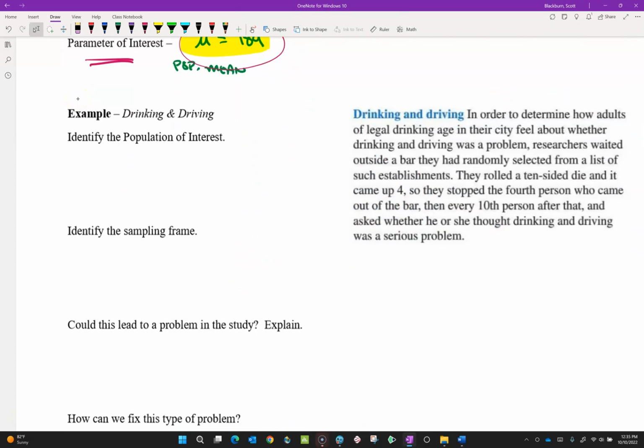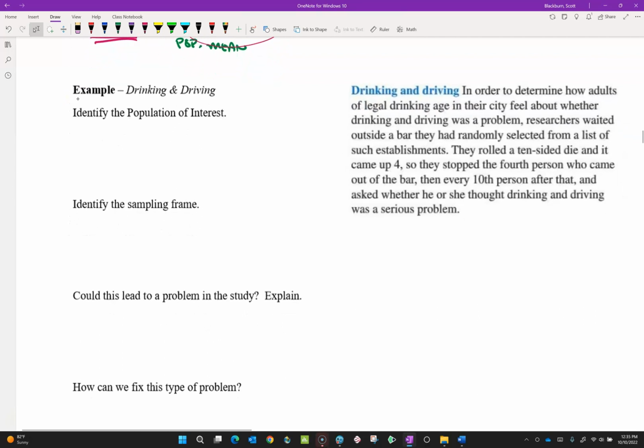Example, drinking and driving. In order to determine how adults of legal drinking age in their city feel about whether drinking and driving was a problem, researchers waited outside of a bar that they had randomly selected from a list of all such establishments. They rolled a 10-sided die. It came up a 4. So they stopped the 4th person who came out of the bar, and then they surveyed every 10th person after that and asked whether he or she thought drinking and driving was a serious problem.